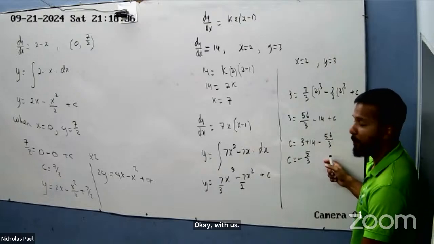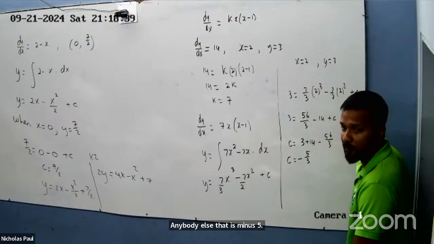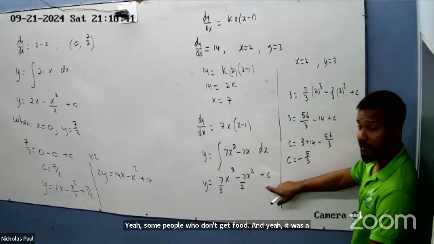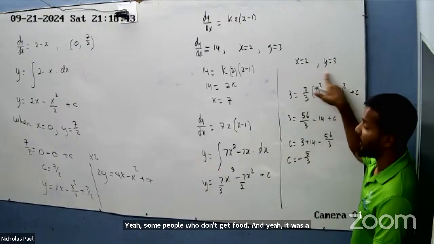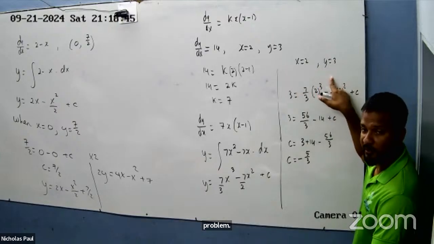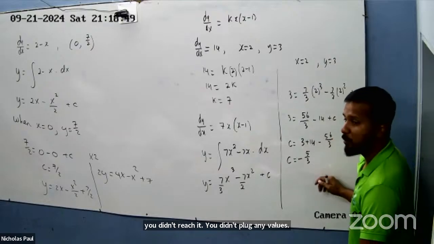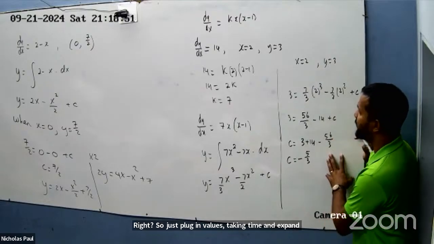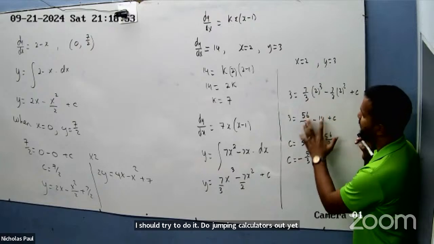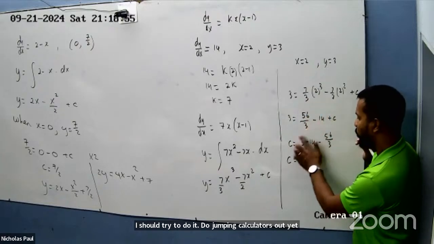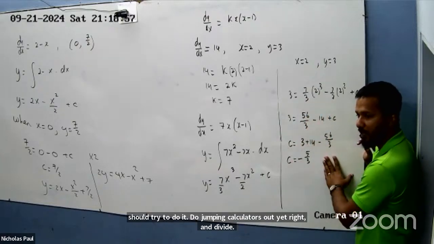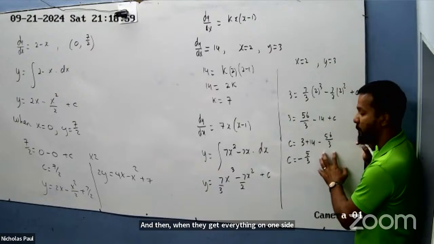Some people didn't get it, which was a problem. Did you get this? Right? Or you didn't reach it, you didn't plug in any values. So just plug in your values, take your time and expand. What you should try to do is not jump to the calculator yet. When you expand, simplify, and then when you get everything on one side, use the calculator.